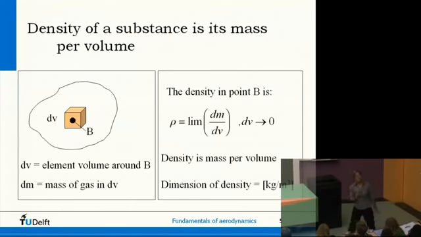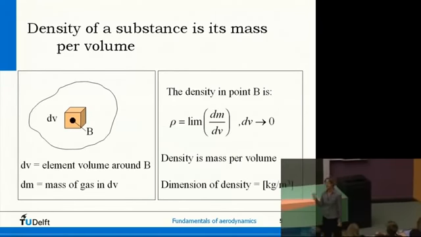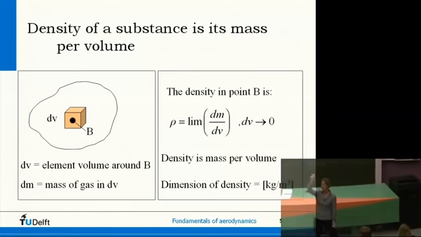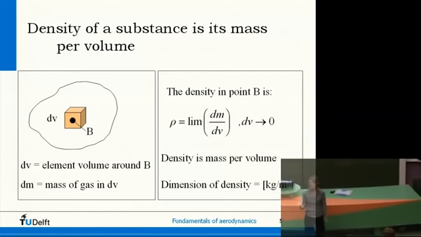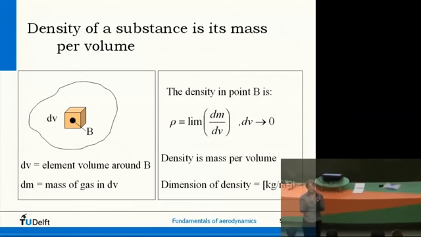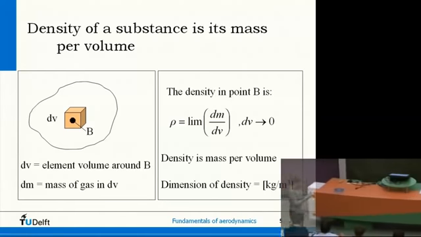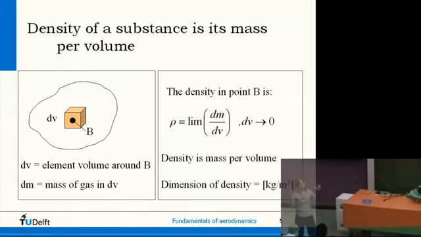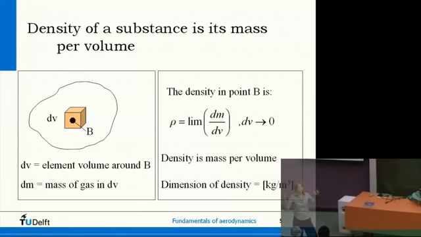Well, we can do the same with density. Density, we would like to talk about density in points in the flow, any point. Well, density says something about how many kilograms fit in a cubic meter. So, sort of how much a cubic meter, a certain volume of gas, weighs. Well, that's sort of a volume. So how do we go from this volume to the point? We do the same trick again.